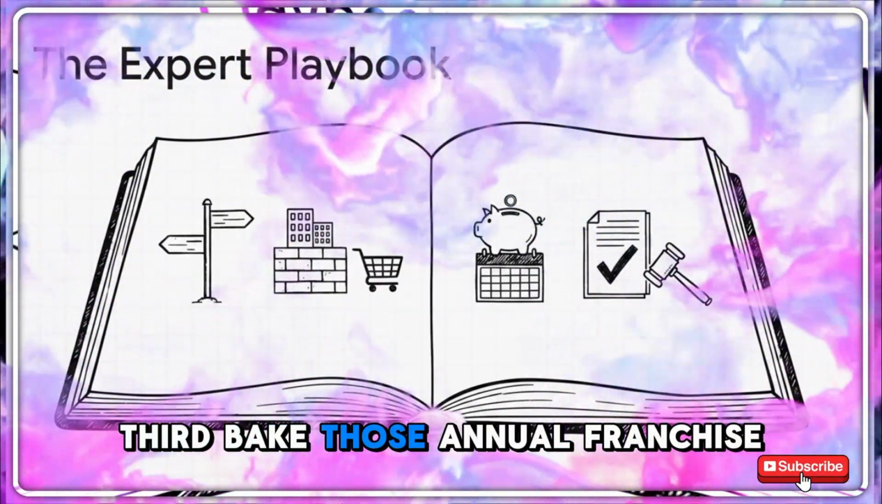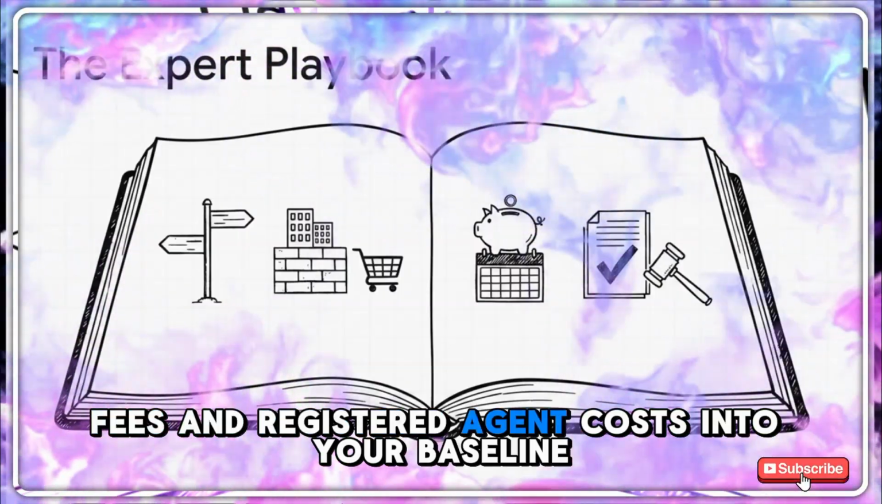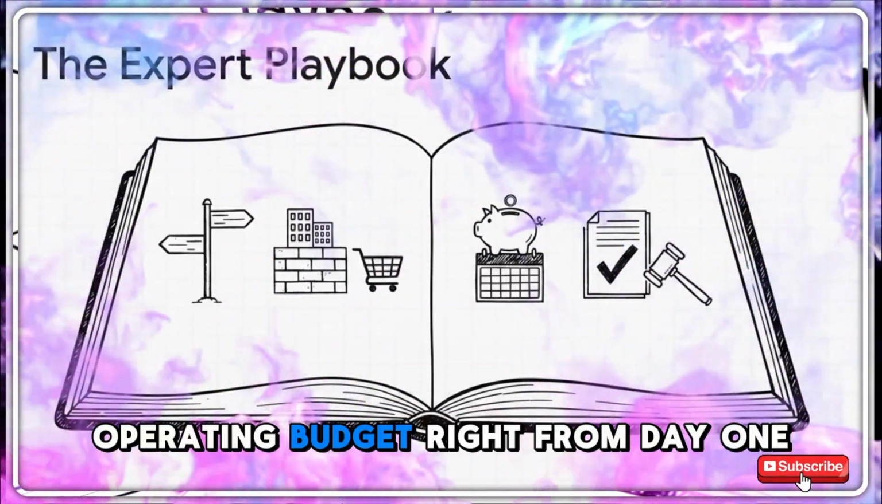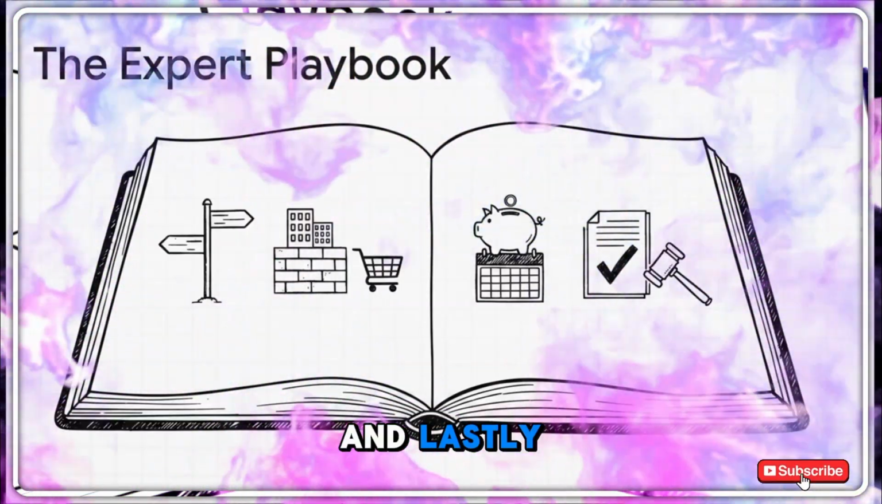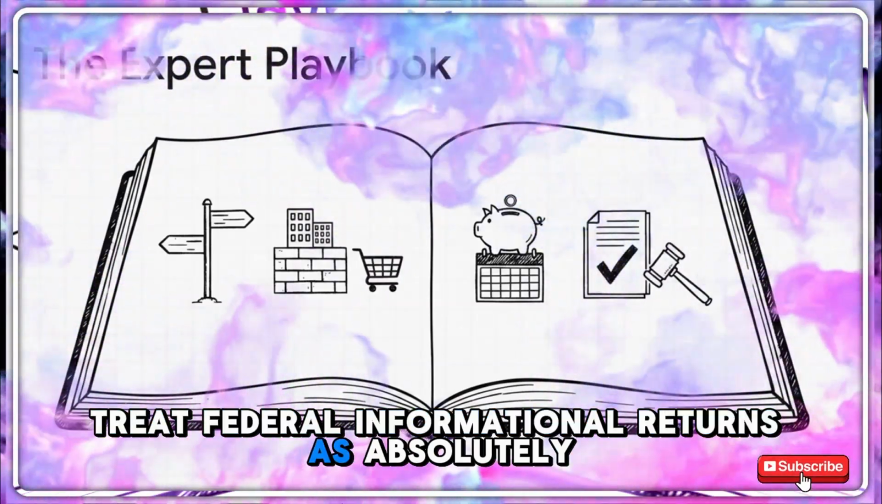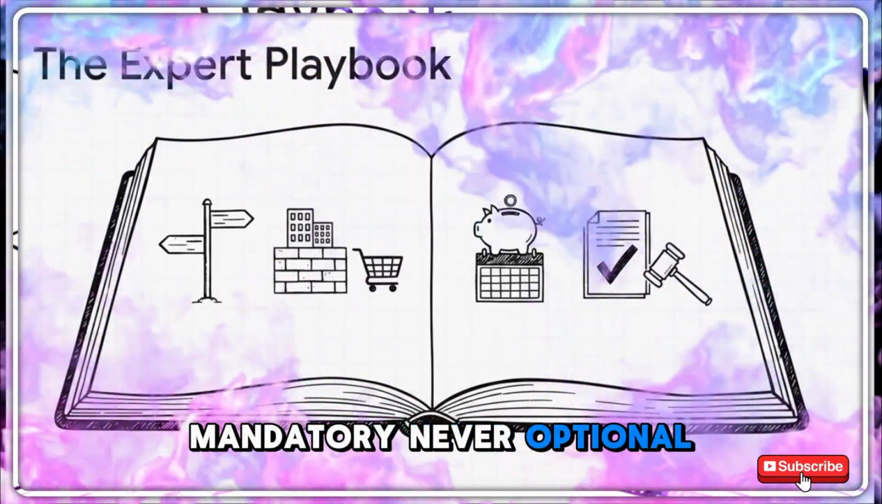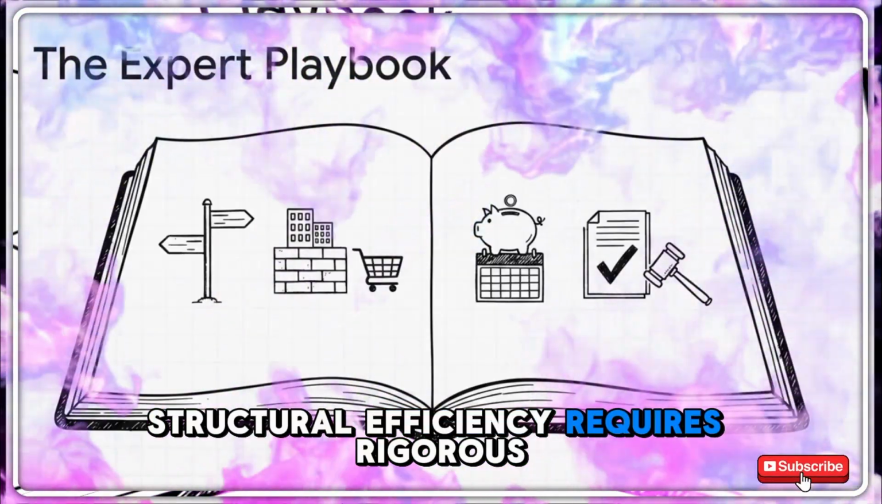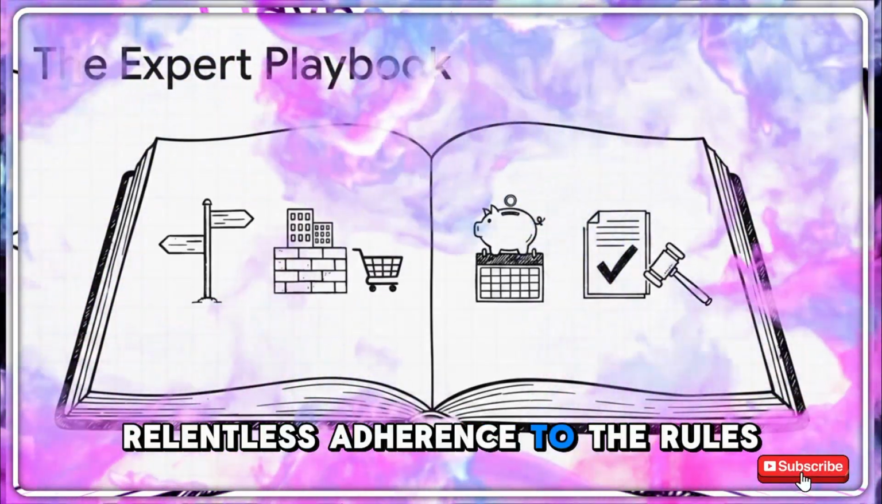Third, bake those annual franchise fees and registered agent costs into your baseline operating budget right from day one. And lastly, treat federal informational returns as absolutely mandatory, never optional. Structural efficiency requires rigorous, relentless adherence to the rules.